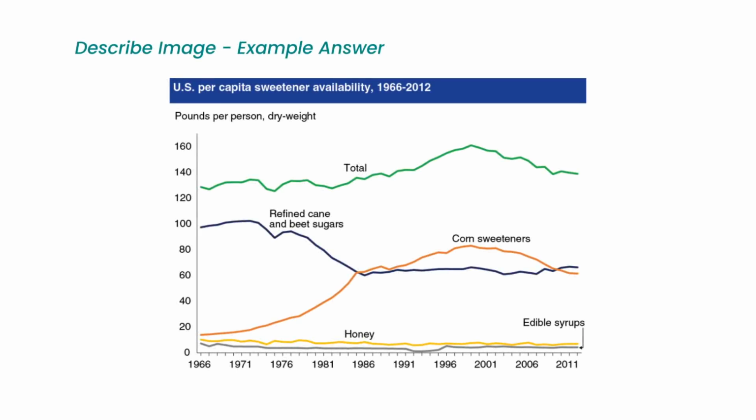Describe image example. This graph represents how much sweetener was available to US citizens between 1966 and 2012. The total amount of sweetener increased slightly over time from about 130 pounds per person. Refined cane and beet sugars decreased until about 1986 when it then plateaued. Corn sweeteners increased until 1986 when it then plateaued as well. Honey and edible syrups remained low and stable. Overall, the total amount of sweeteners has increased in the US.